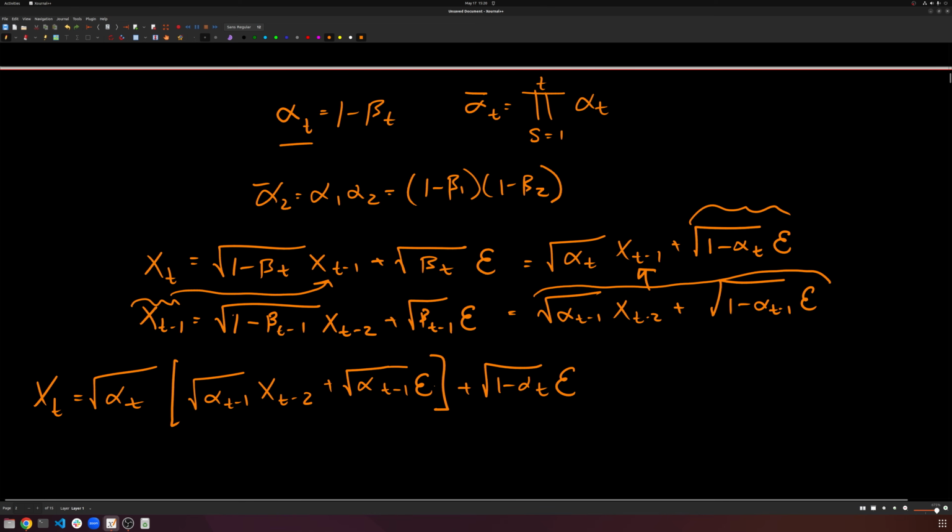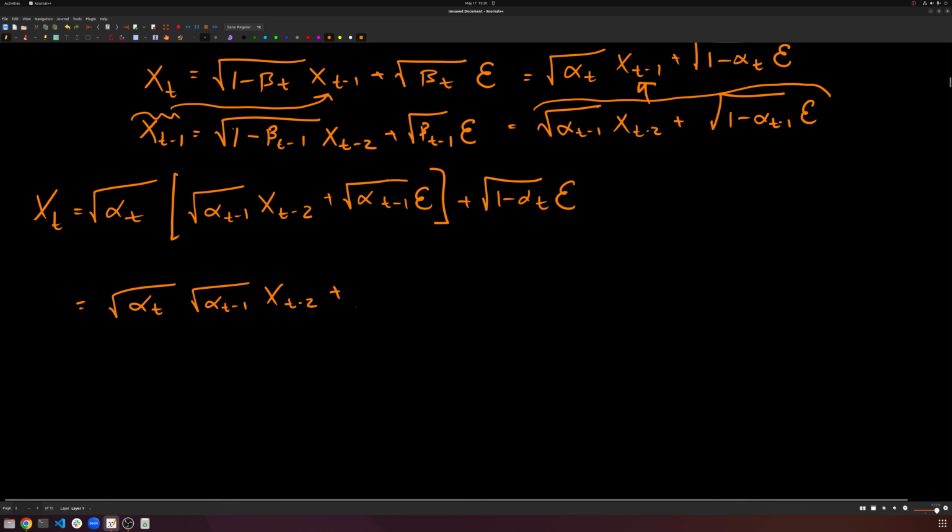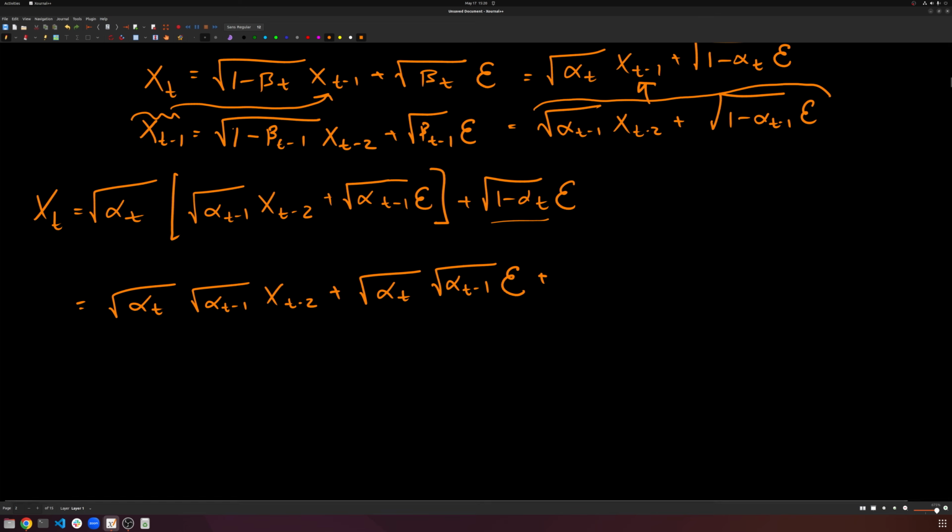Good. So now let's just do the math, and it's just simple algebra now. We're going to distribute everything across. So this is going to equal the square root of alpha_t times square root of alpha_{t-1} x_{t-2}, plus square root alpha_t times square root of 1 minus alpha_{t-1} epsilon, plus, again, we just have this term left, square root of 1 minus alpha_t epsilon. So all we did is distribute, nothing crazy.